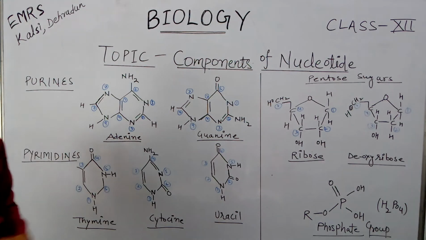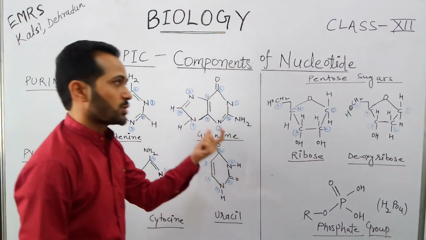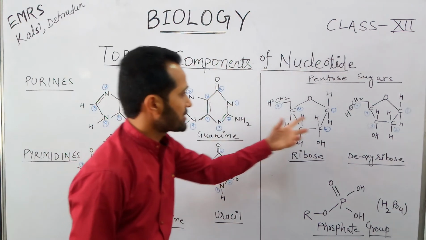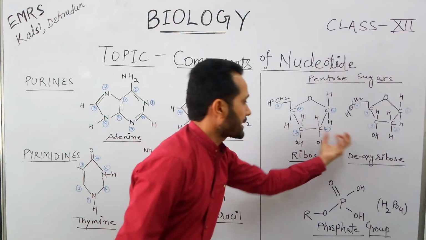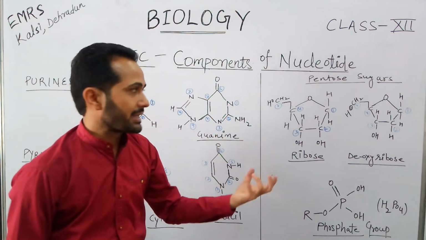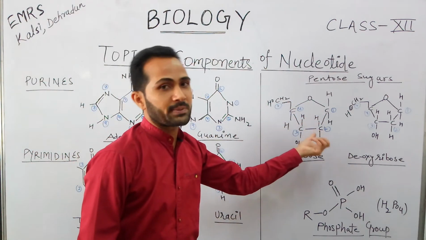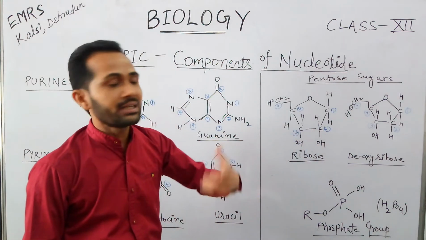Now the second element is pentose sugar. Pentose sugar means a sugar compound containing 5 carbon atoms. So these two are the pentose sugars which are present in DNA and RNA. Any one of these two is present in DNA and the other one is present in RNA.